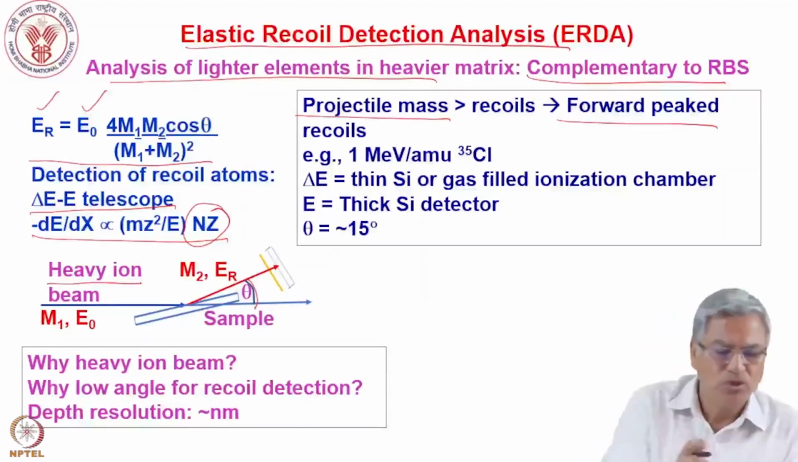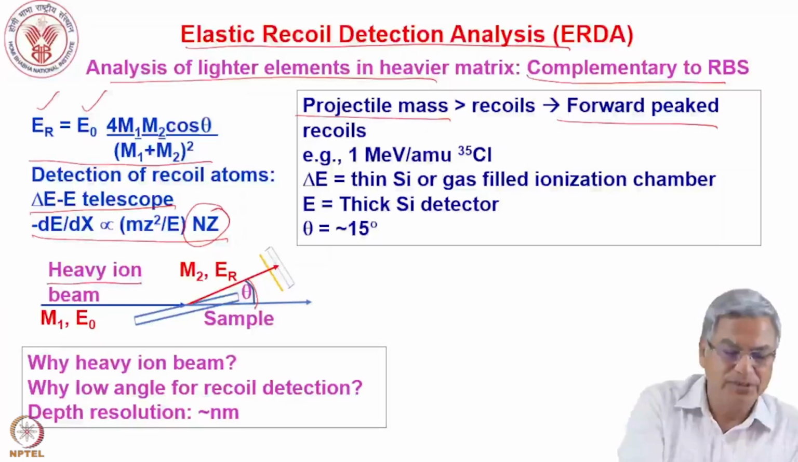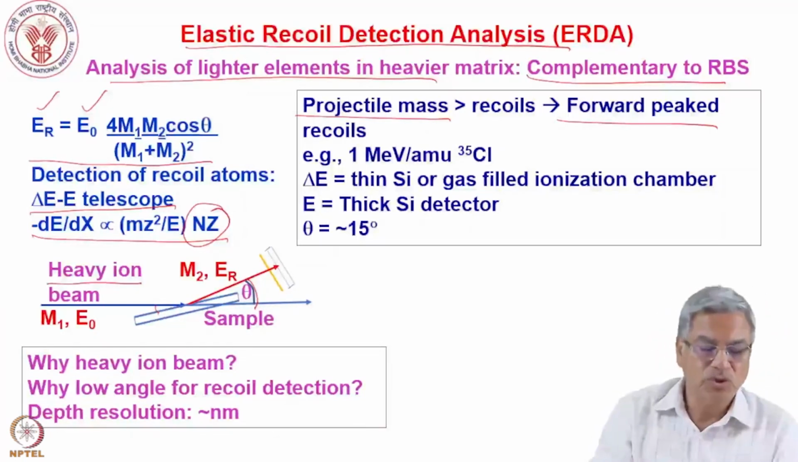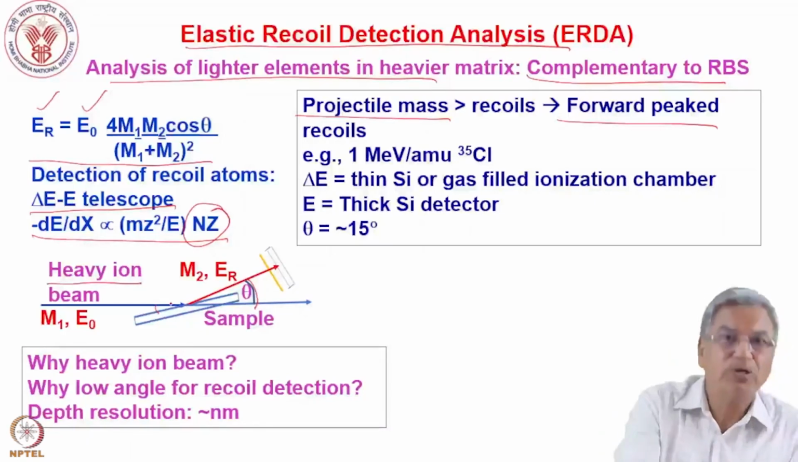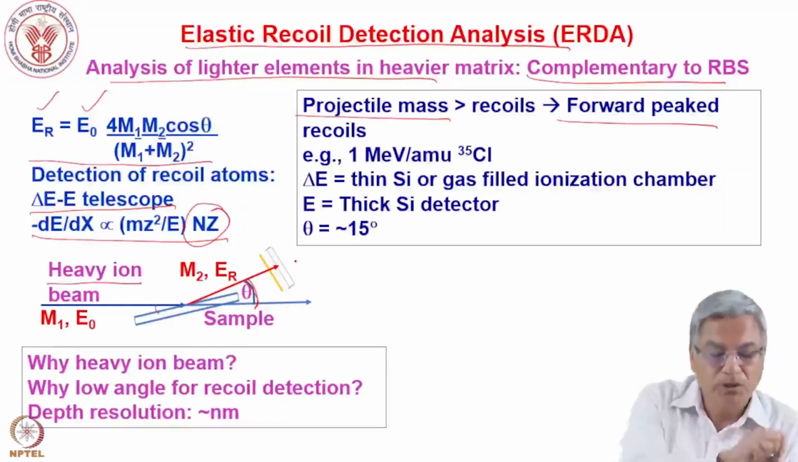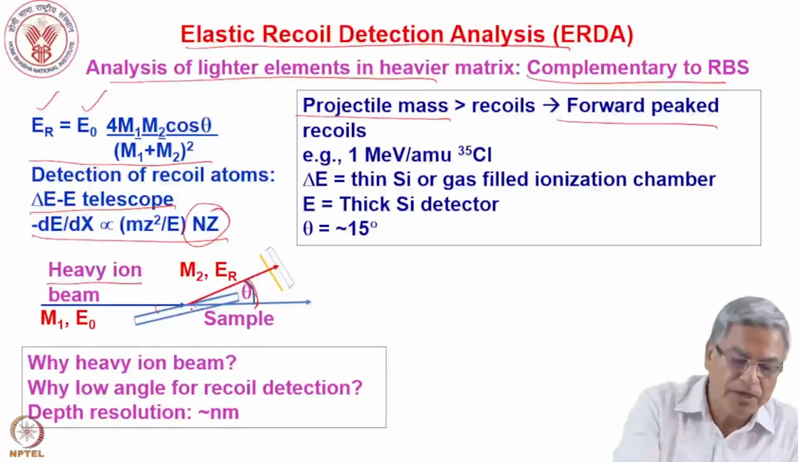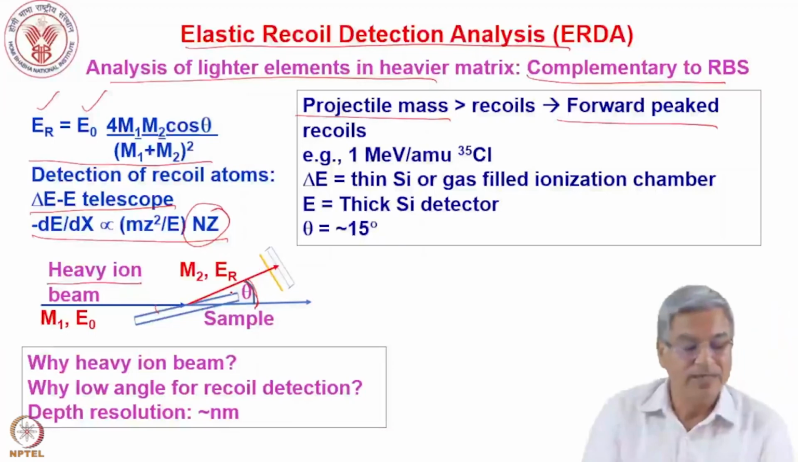So what you want to do, you put the target in a glancing position, so a small angle, maybe 15 degrees or so. This is called a glancing position. At the forward angle, you measure the recoils. The heavy ion beam is not passing through the target, but the recoils may be appearing from different depths in the sample.